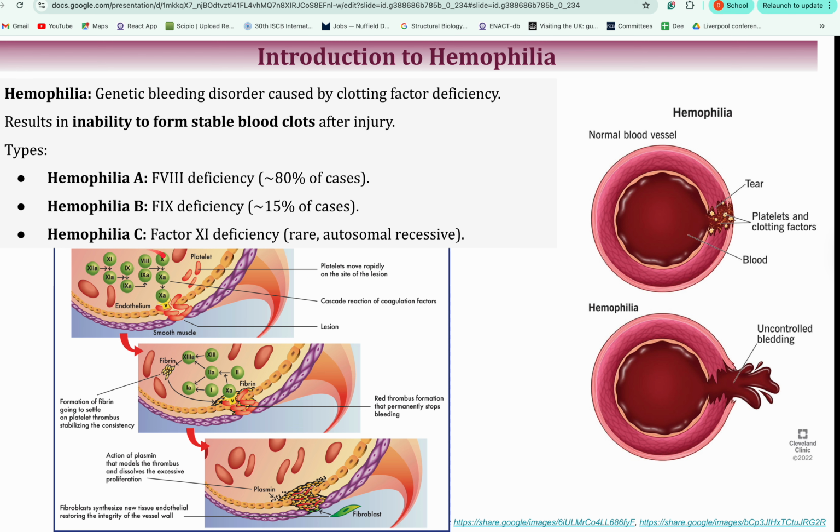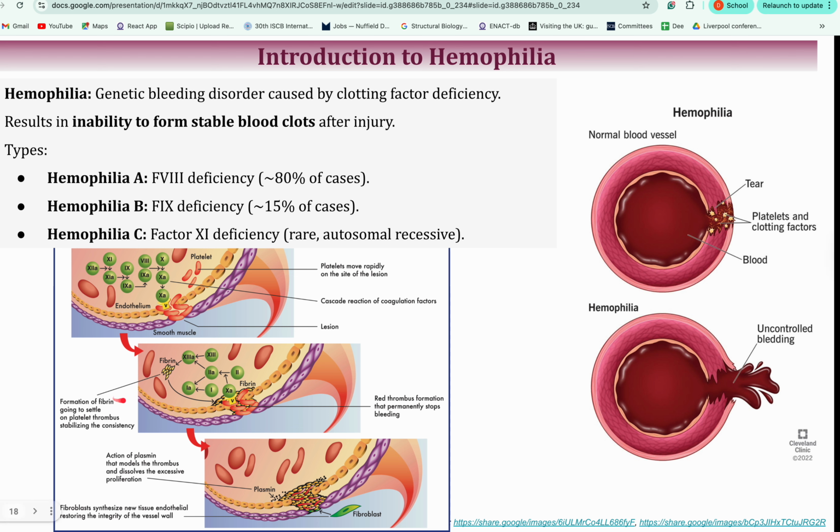Okay, now these are the different blood clotting factors which are responsible for clotting the site where the bleeding has happened, where there is a wound. Platelets move rapidly to the site of the lesion. Lesion means wherever there is a wound or some injury. Then a cascade reaction of coagulation factors takes place. Cascade means a series of reactions, and this is the lesion.